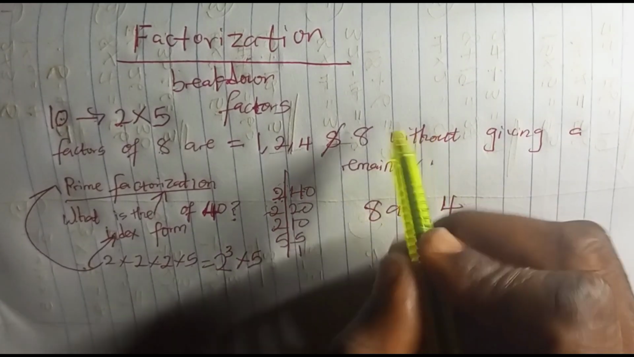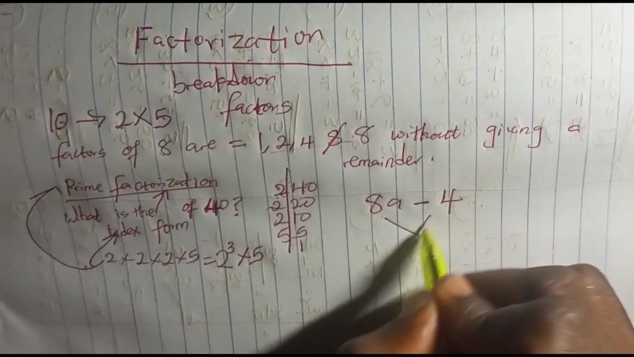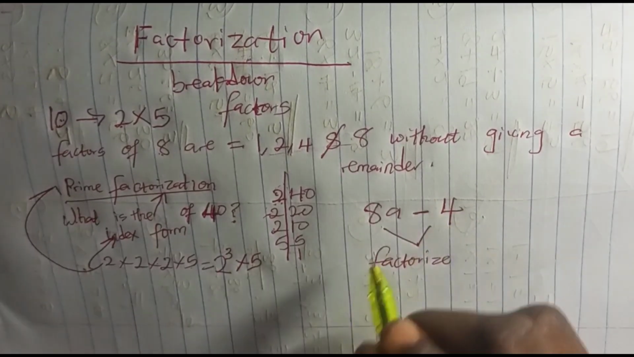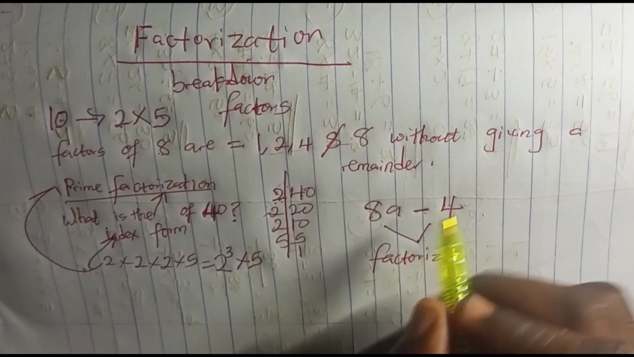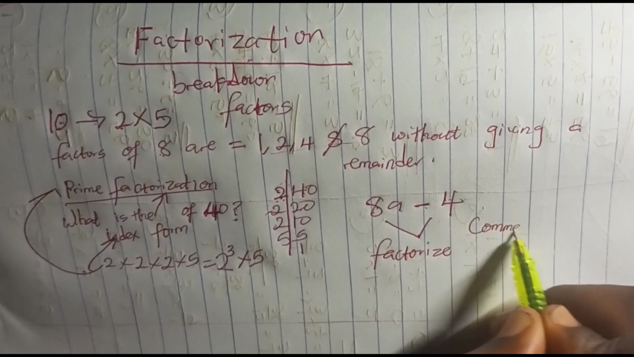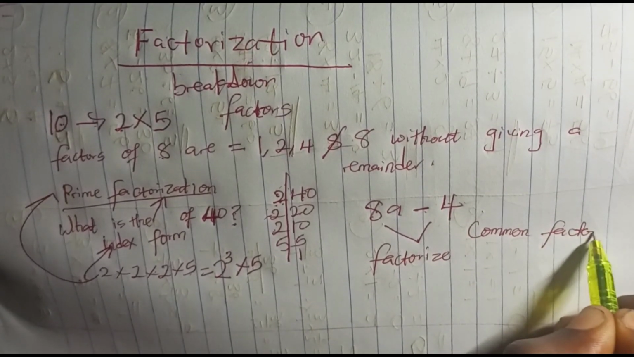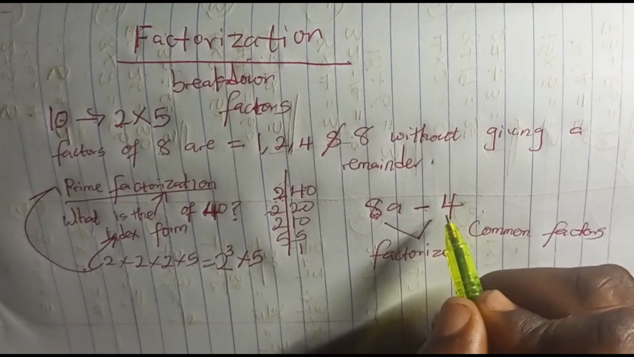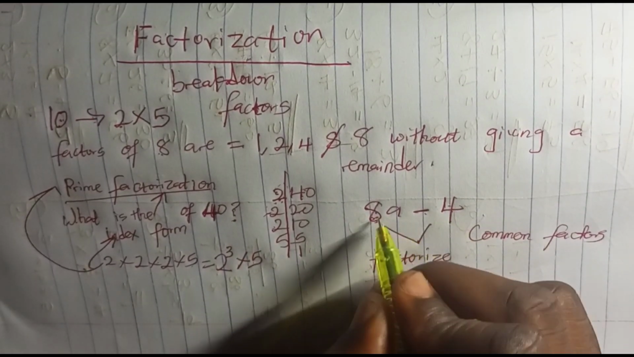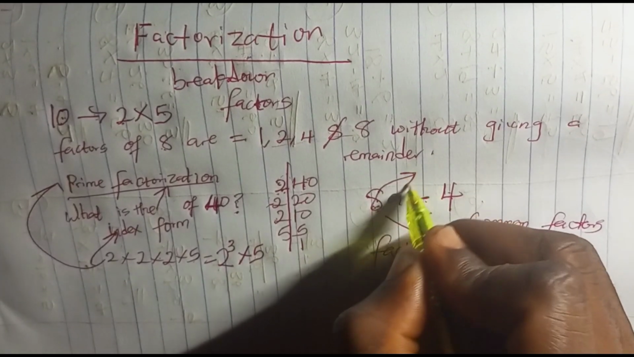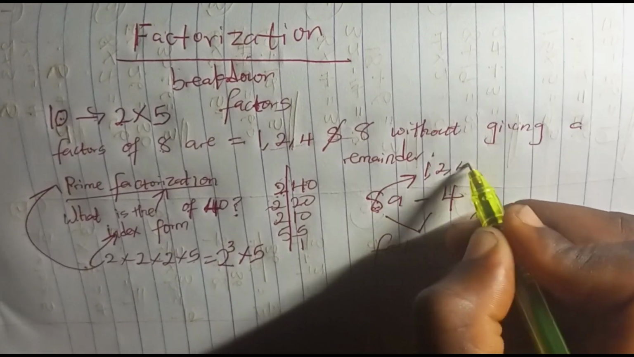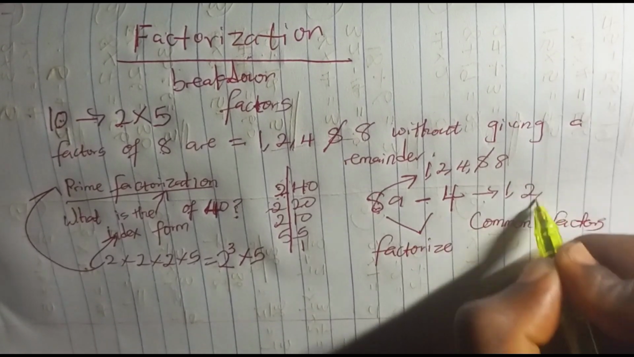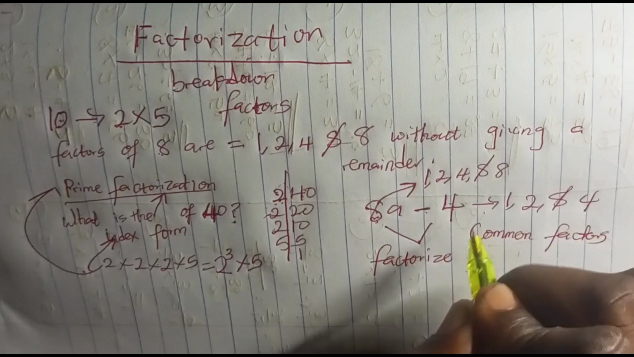So, in a question, when we're having 8a minus 4, and we are asked to factorize 8a minus 4, the first thing you ask yourself is, what are the common factors of 8a and minus 4? So what can divide 8a and equally divide minus 4? Yes, we know that 2 can divide 8 and 2 can equally divide 4. So if you write out the factors of 8 as we've written earlier, factors of 8 are 1, 2, 4, and what? 8. Now the factors of 4, we know that 1, 2, and 4.